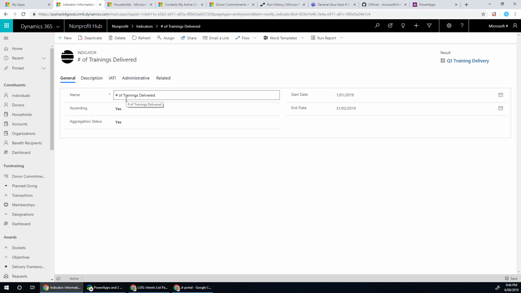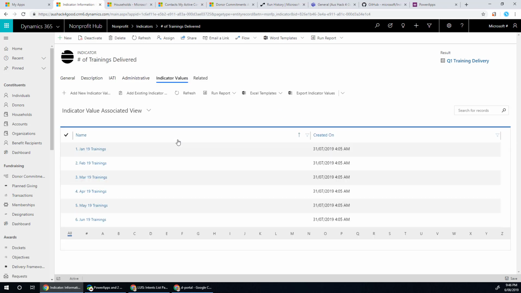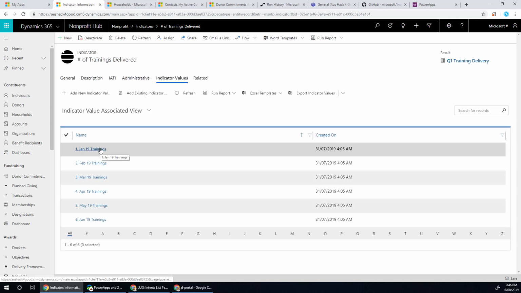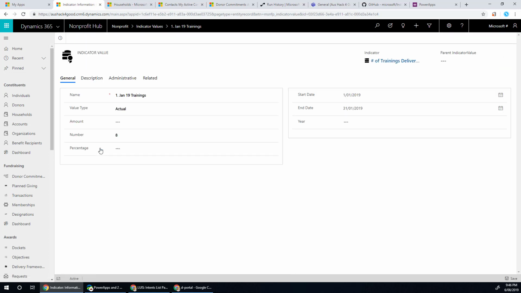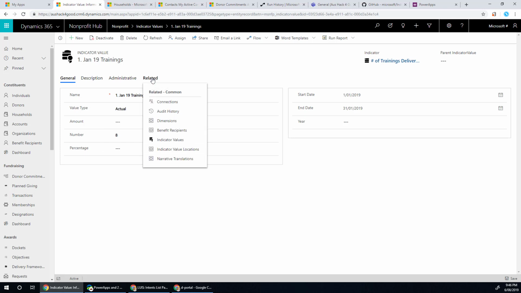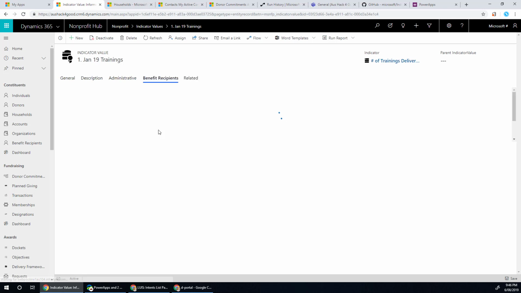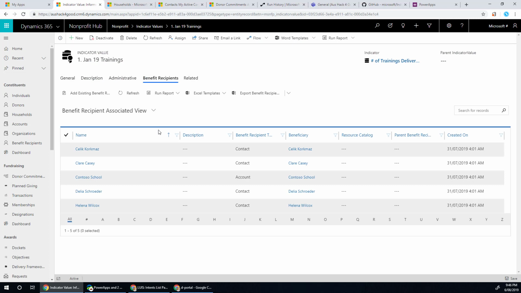And I can go in and look at, in the January 19 trainings, there were a total number of 8 people who were helped out. And then, I can also look at who were the beneficiary recipients in this particular case, who were the individuals. So I've been able to track that end-to-end journey from the perspective of my donor to the program that they wanted to be associated with. So providing that deeper level of transparency to them as well.